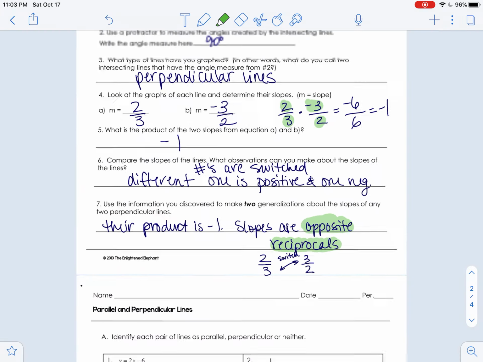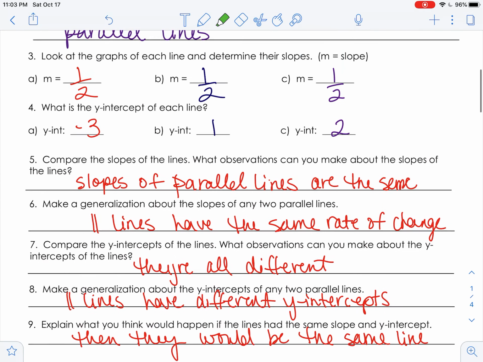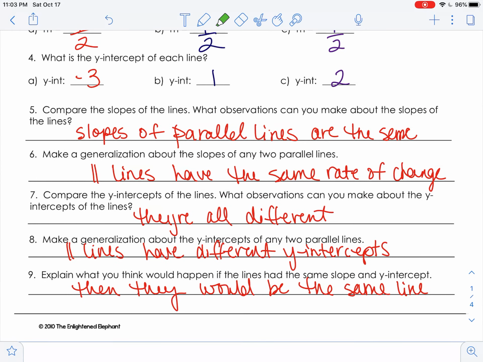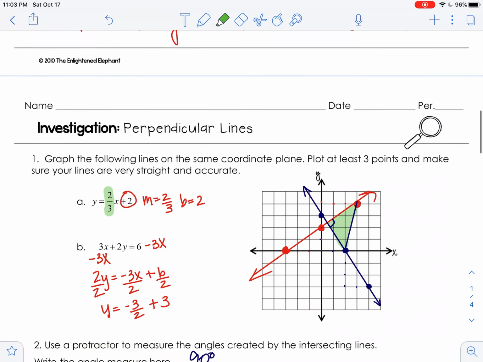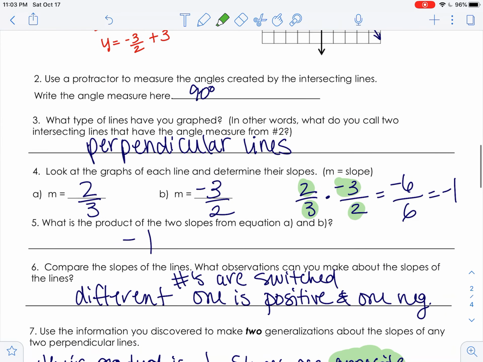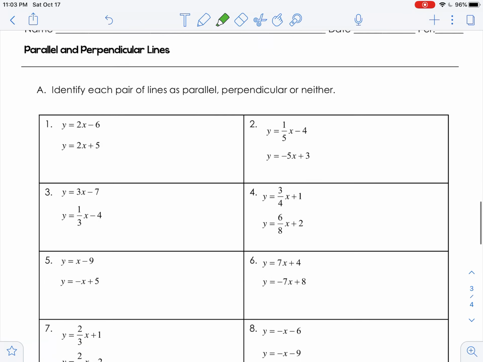Okay. So generalizations between parallel and perpendicular. Parallel lines have the same slope. Okay, parallel lines have the same slope, the same rate of change. Perpendicular lines do not have the same slope. They are opposite reciprocals of each other.